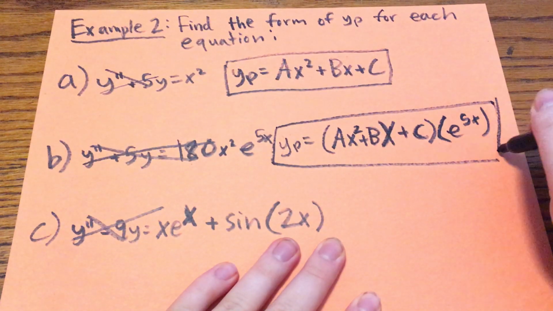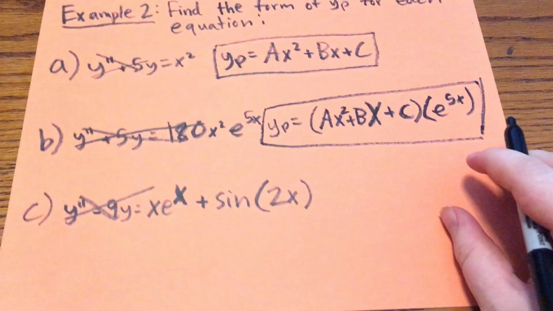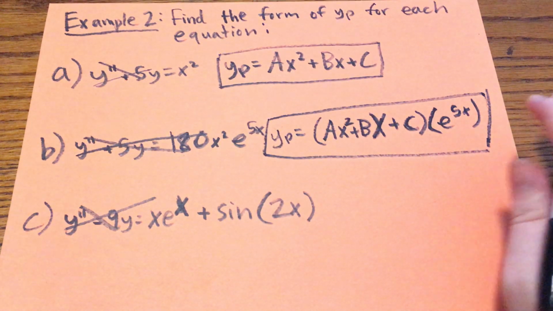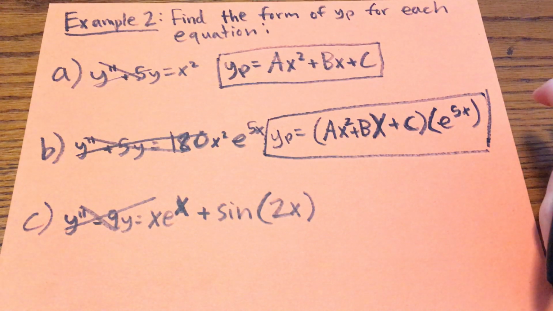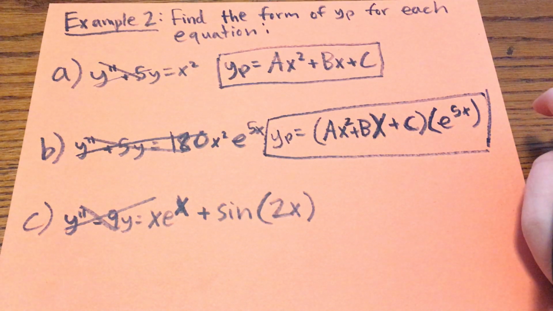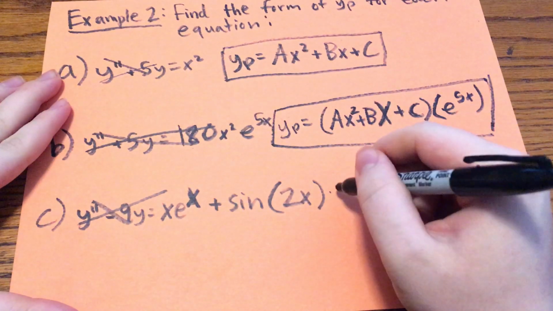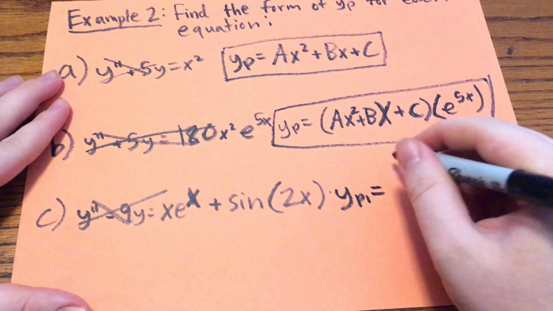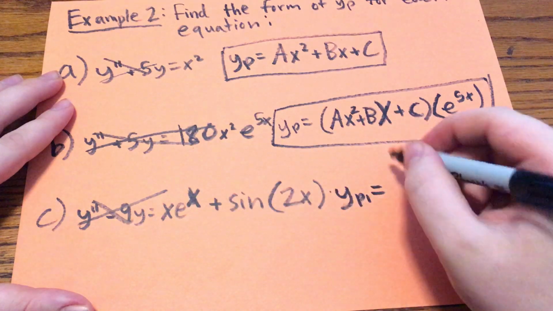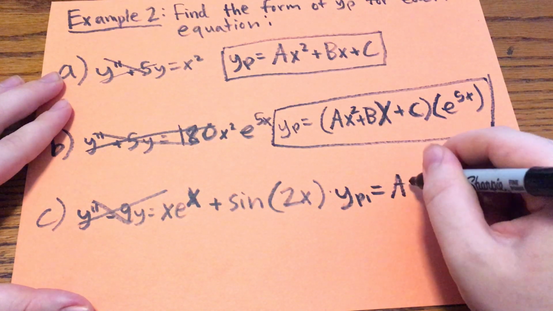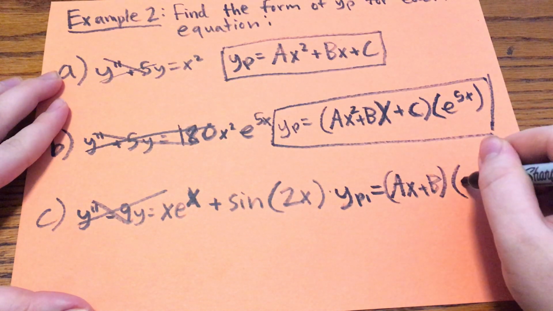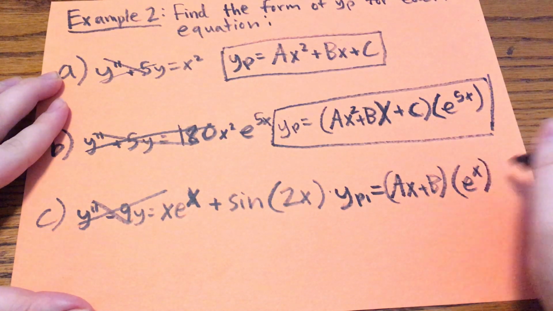Now let's go to part C. This is the first time we've dealt with addition. When we do deal with addition, we separate the summed terms and then solve for them separately. So we actually go y sub p1 equals, and then solve for this one, ax plus b times e to the x.